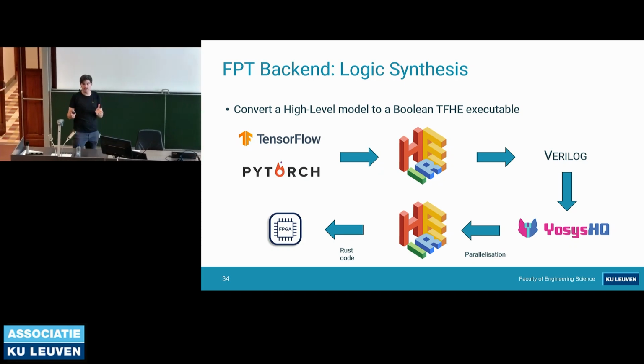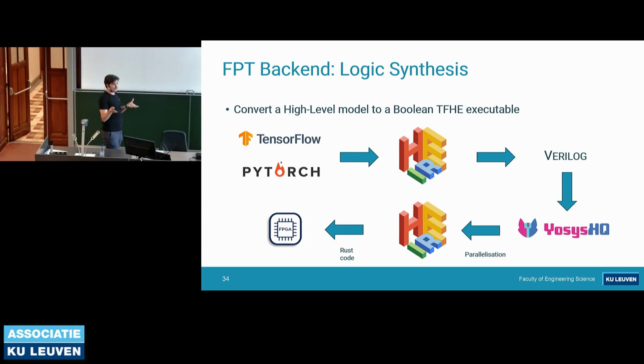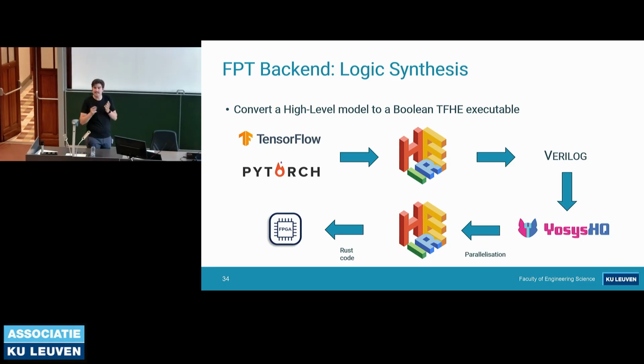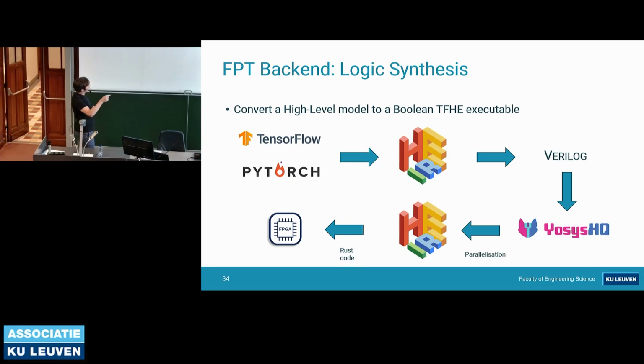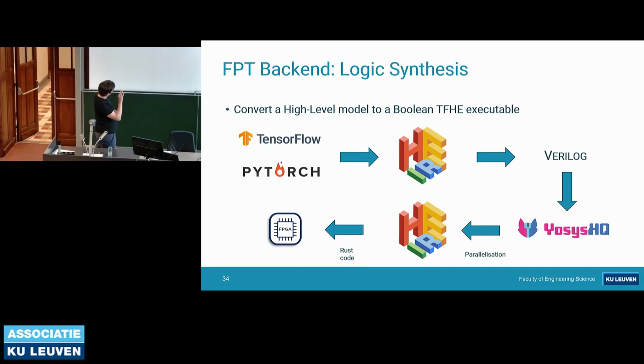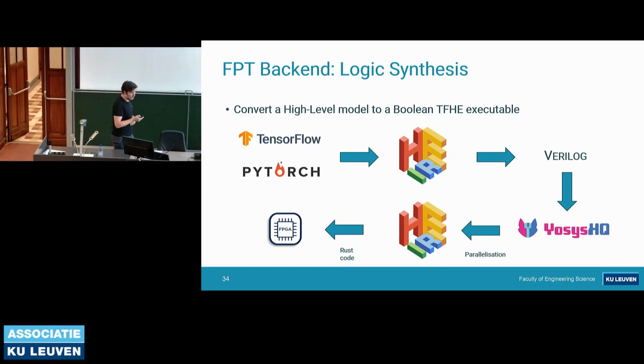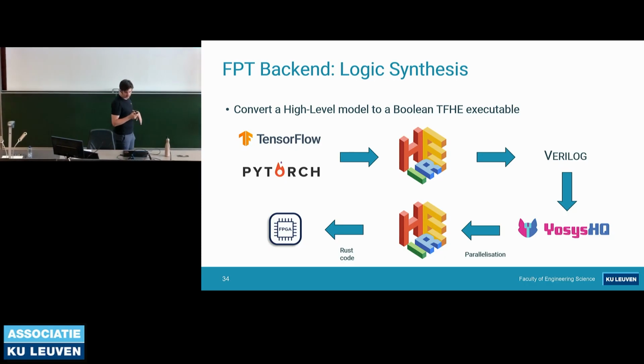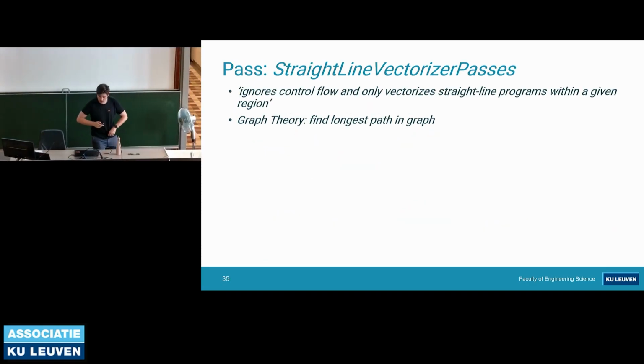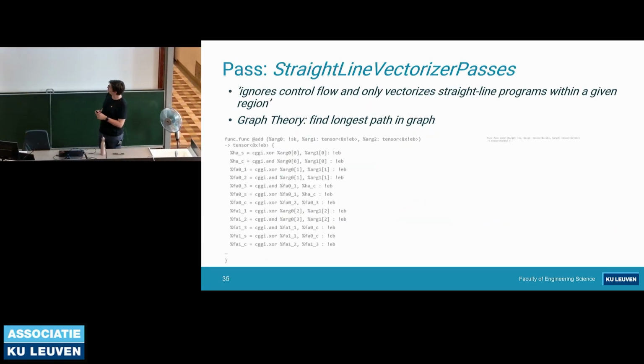Once we have the Boolean version of our program, the next thing we want to do is look for these batch sizes, look for what kind of operations we can actually parallelize. This parallelization happens again in here, and once we get that parallelization, we're going to output Rust code, which can then be run on our FPGA. Now, how are we going to do that? How are we going to find that parallelism?